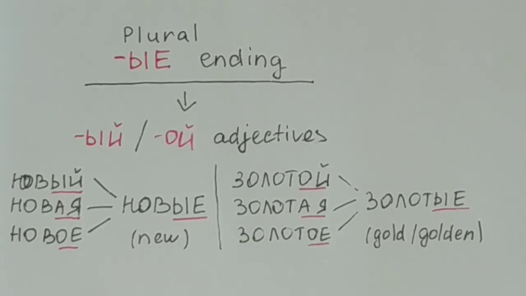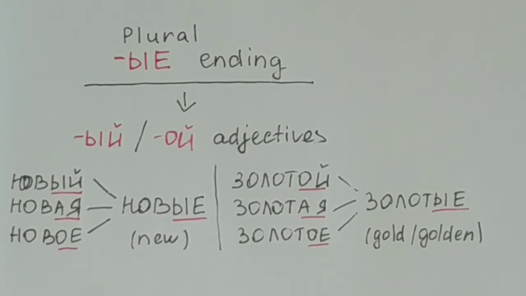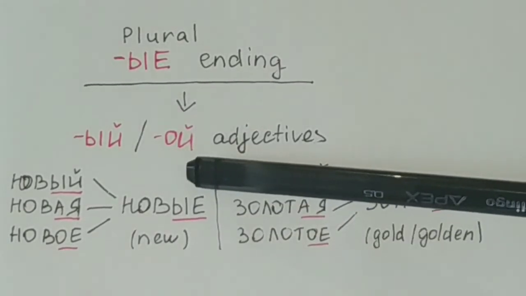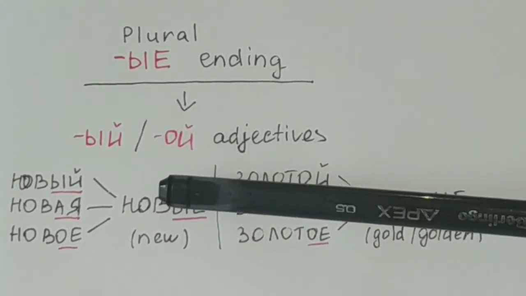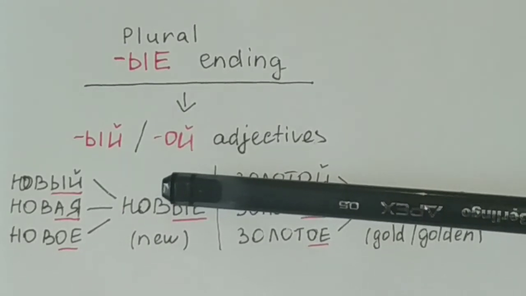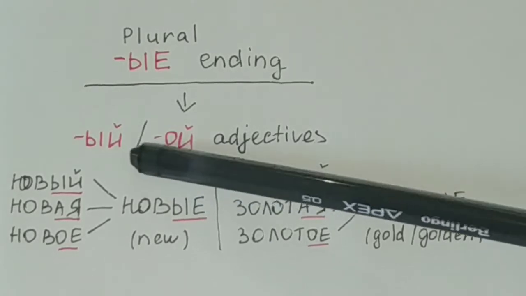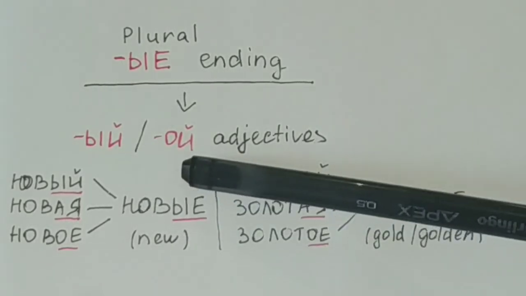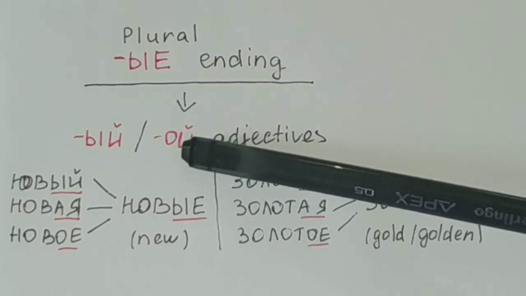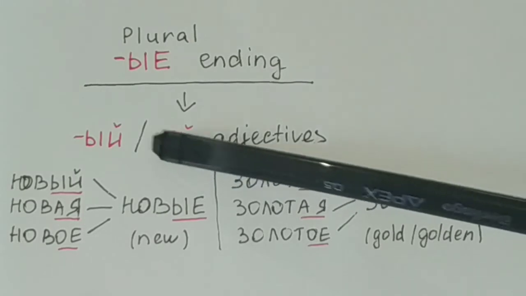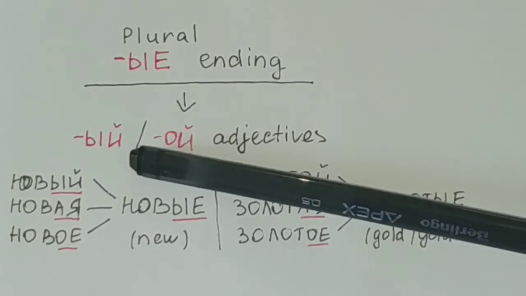So the ые plural ending of adjectives is added to the adjectives that in their masculine gender form end in either ый or ой. So if the masculine gender form, that is the default or the dictionary form of the adjective, ends in ый or ой, you make the plural form of this adjective by changing this ending into ые, and this applies also to the other gender versions of these adjectives.